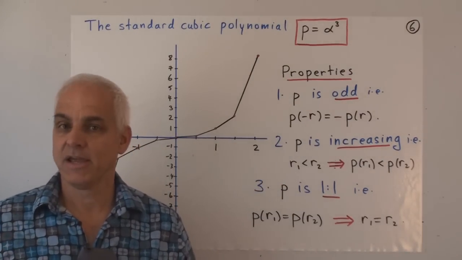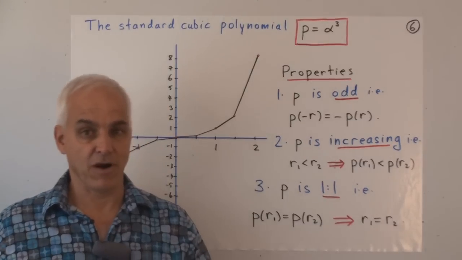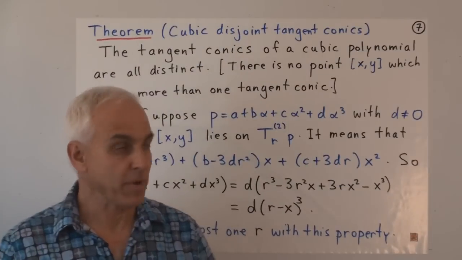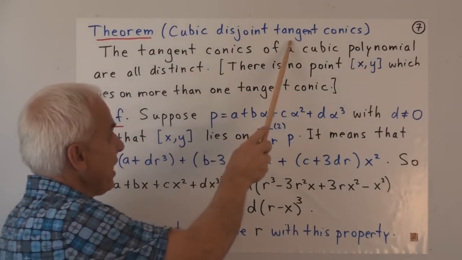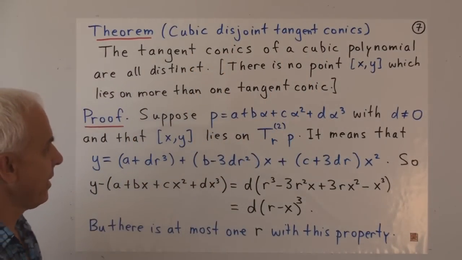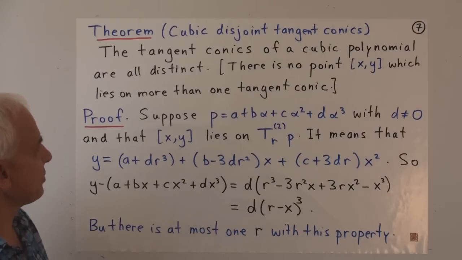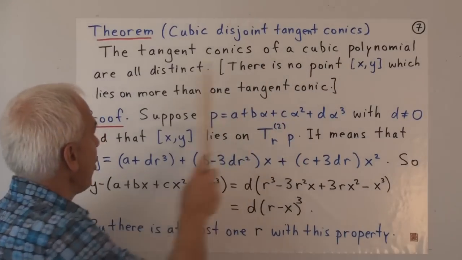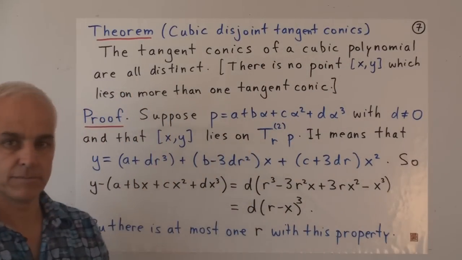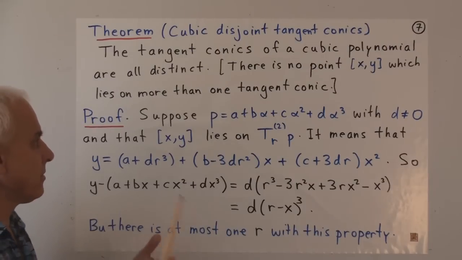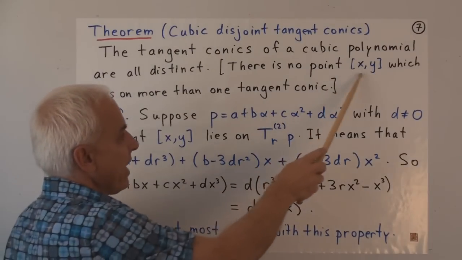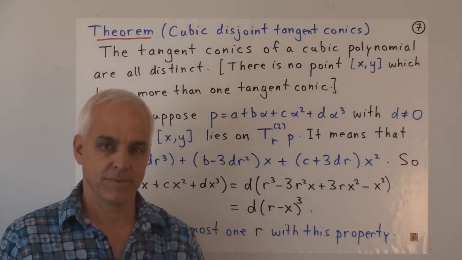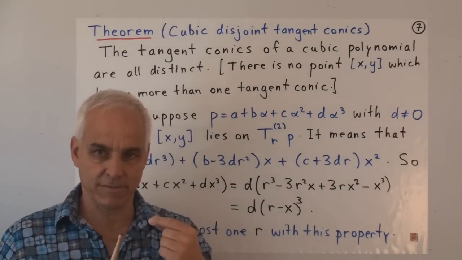Okay, so with these preliminaries, here is the prettiest theorem in calculus as far as I'm concerned. Let's see if you agree. We'll give this theorem a name, call it the cubic disjoint tangent conics theorem. It's a rather long-winded name, but it pretty well tells you what the theorem says. It says that the tangent conics of a cubic polynomial are all distinct. In more detail, that means there is no point xy which lies on more than one tangent conic. So tangent conics never meet.